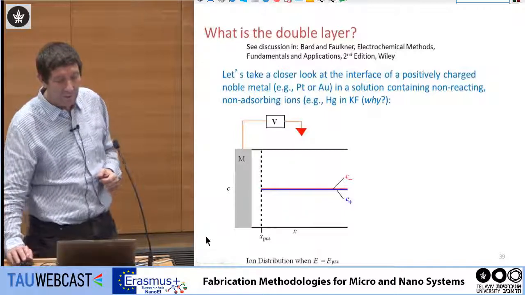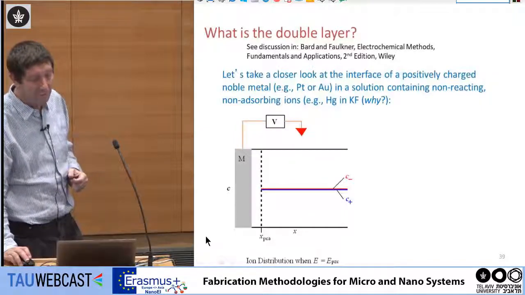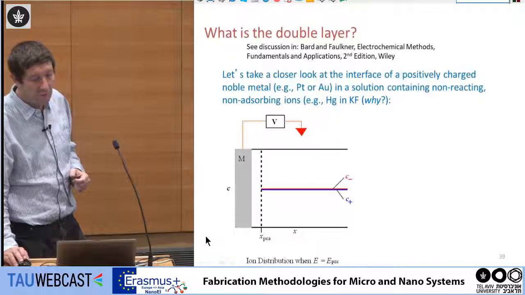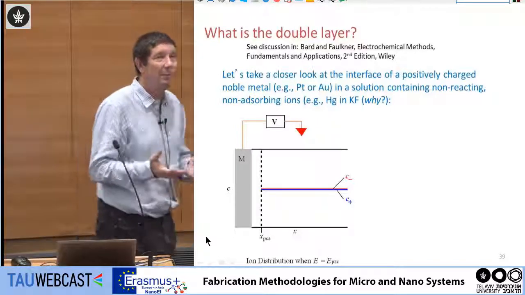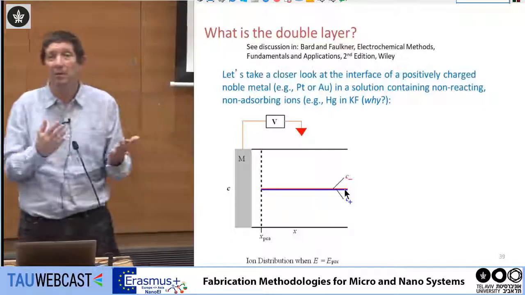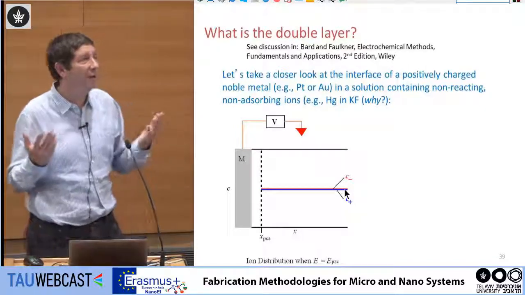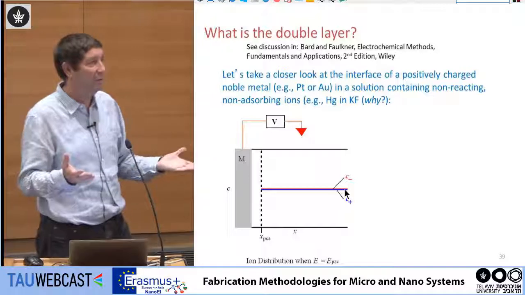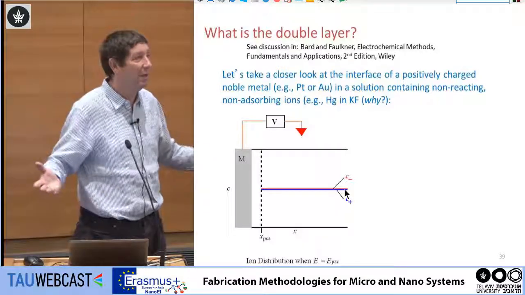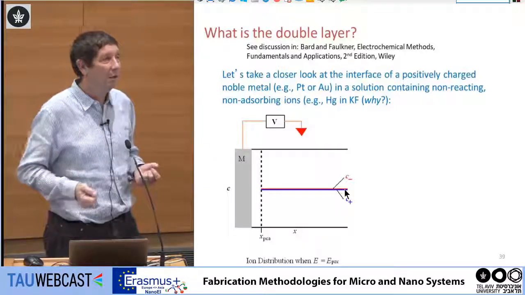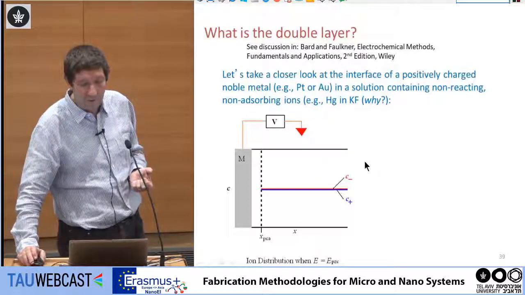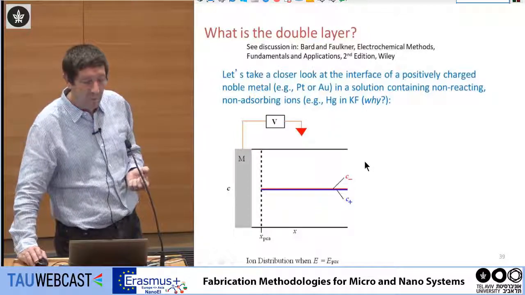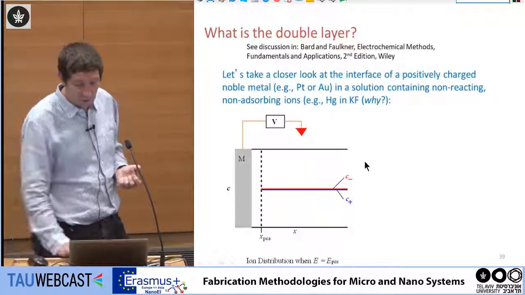What happens? Let's plot, this is the metal, and let's plot the concentration of the anions and the cations in the solution. Now, in equilibrium, the number of positive ions is equal to the number of negative ions. So the number of cations is equal to the number of anions. It's like an intrinsic semiconductor where holes equal electrons. So normally, C minus is equal to C plus. When I put in zero potential, this is what happens.